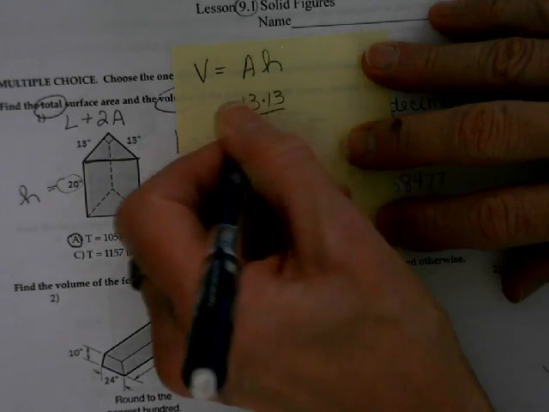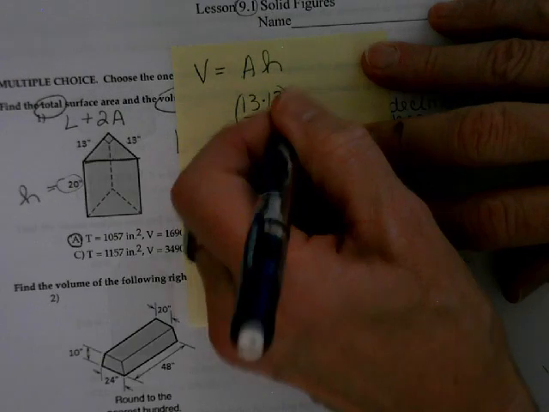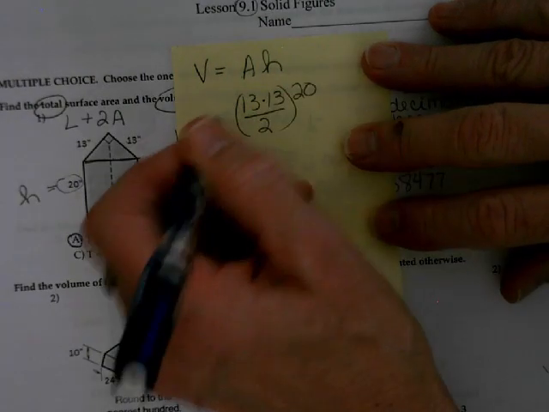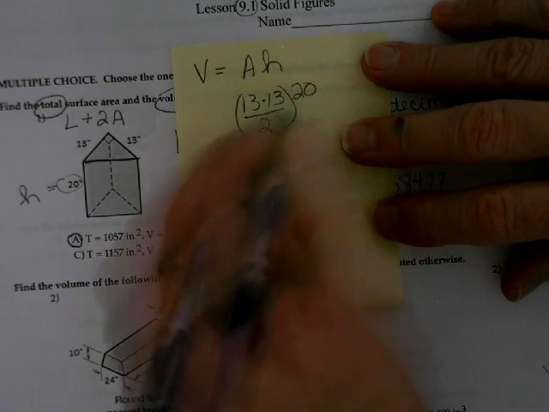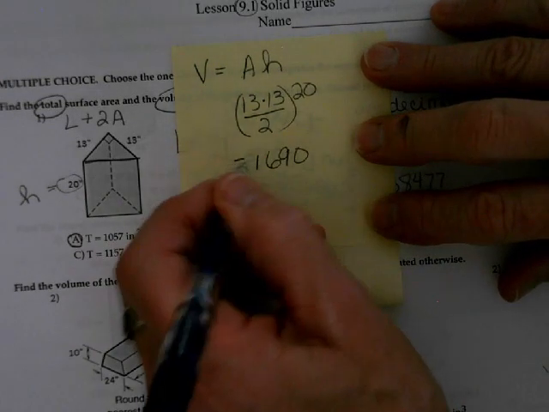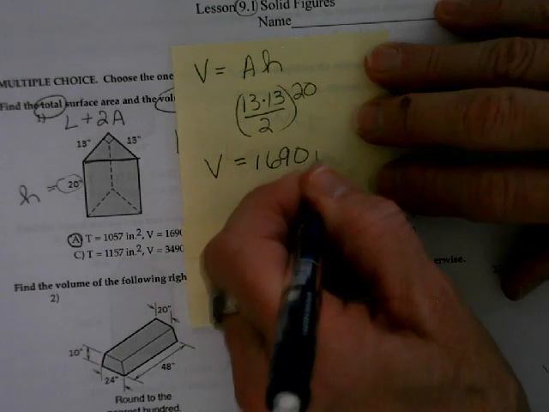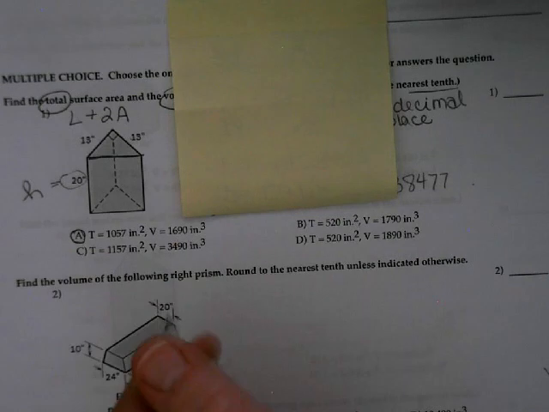It's a triangle. So we're going to take 13 times 13 divided by 2. That's the area of the triangle of the base times how tall it is, 20. So that would be, I can put it in the calculator, do a little math magic here. It's 1,690 inches cubed because volume is 3-dimensional.